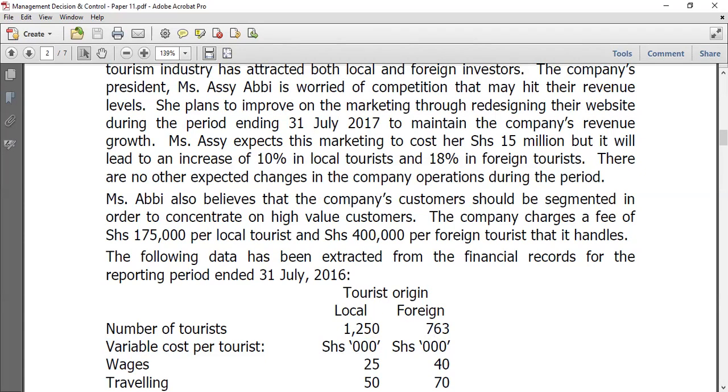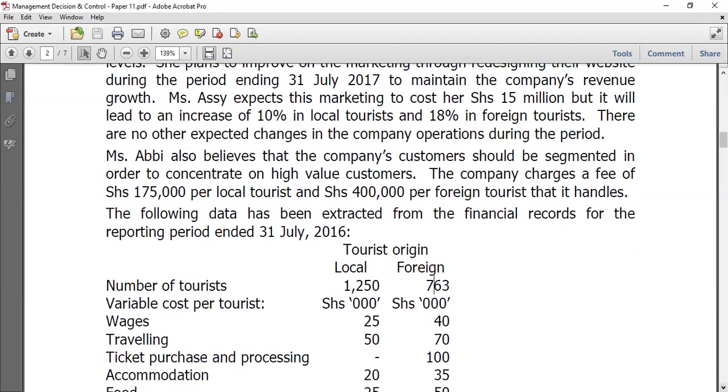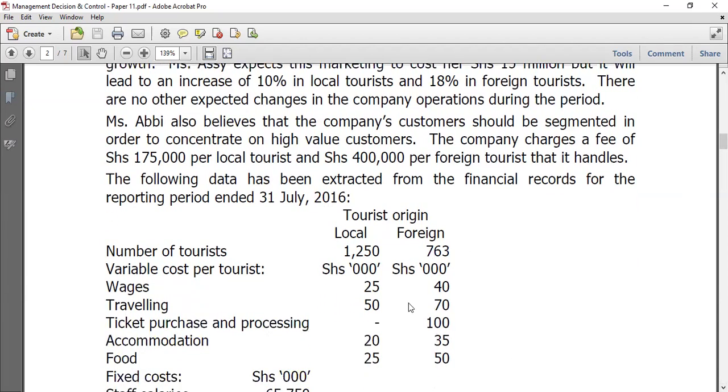Now, when it comes to the costs, we've been given the variable costs, okay? And of course, what you do is you do two columns: a column for local, a column for foreign, and then a total, okay? Remember these variable costs depend on the number of units. So when it comes to wages, I'll definitely get 25, because this is 25,000 per tourist, okay? So if I'm doing it for 2016, I'll do 25 times 1,250, okay?